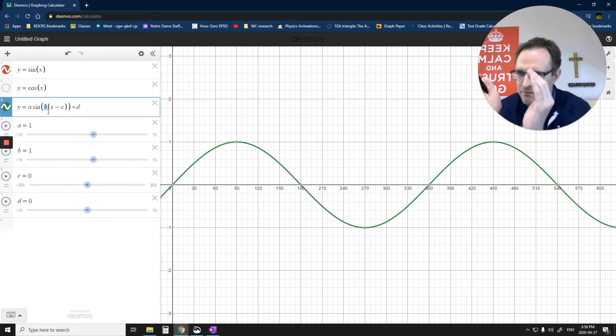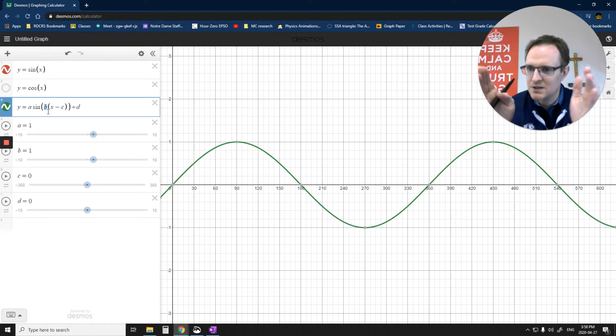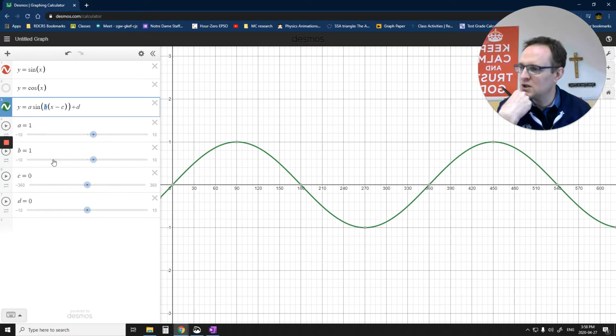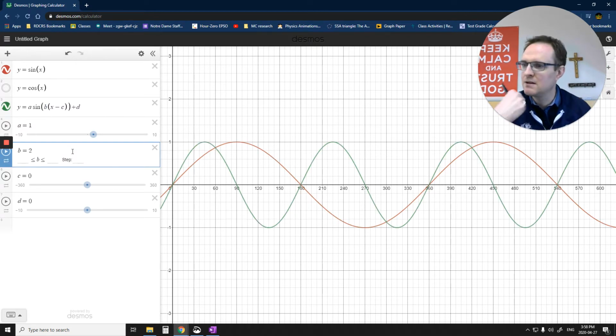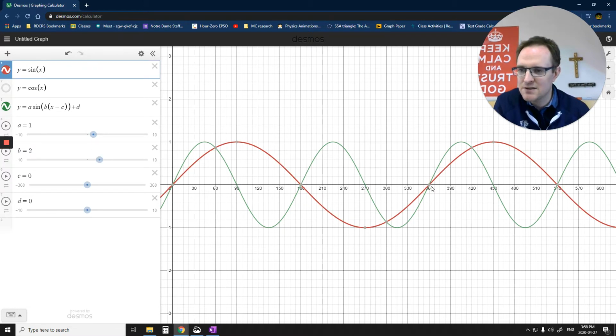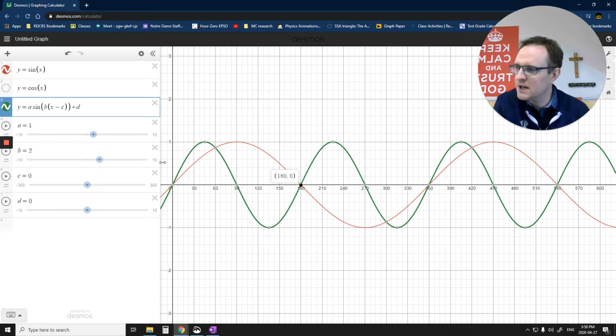Okay, so now you look at the period of this graph before we start. The period is 360. So if I make the B 2, then my reciprocal of B is 1 over 2. My stretch factor is going to be a half. So if I make my B 2, I'm just going to type 2 in. It's going to make the green graph is what we're looking at here. The red graph is the original graph. That's 360. Now my new graph, one period is 180.